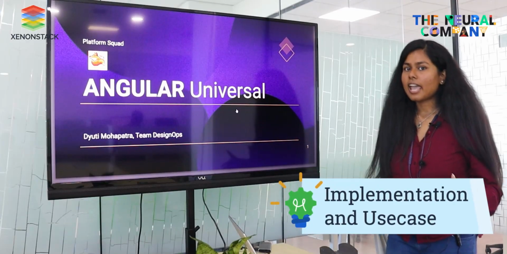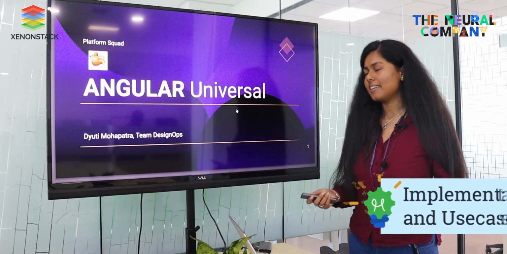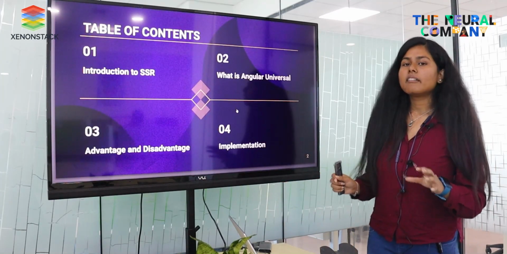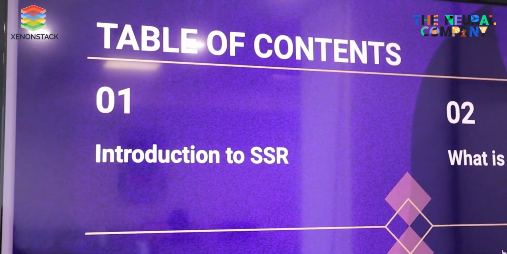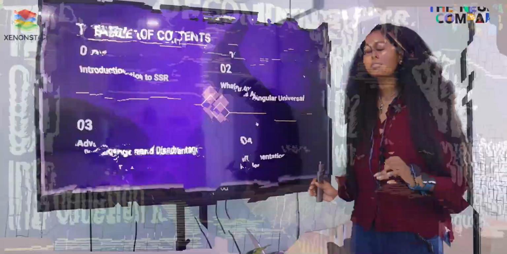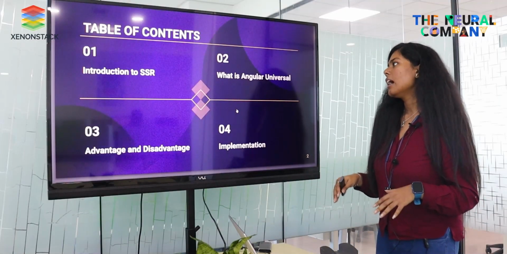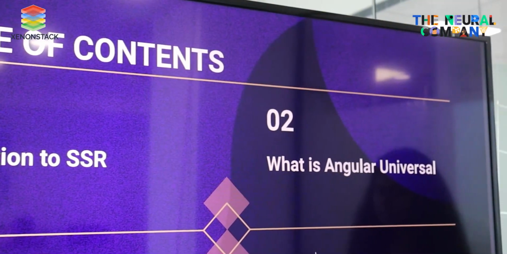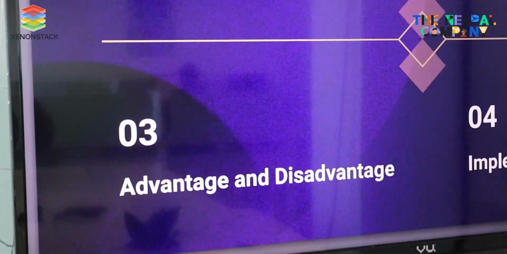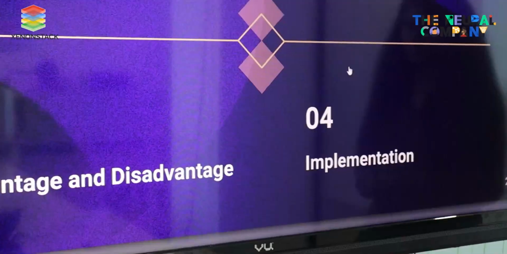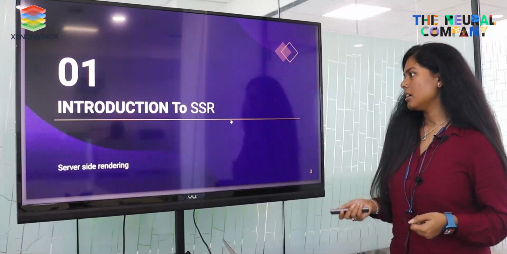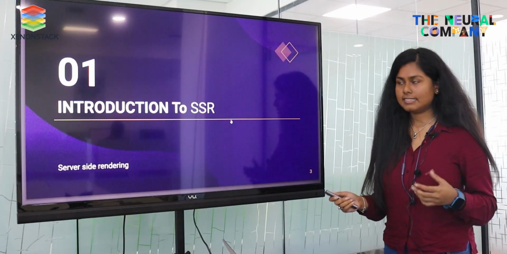So let's learn Angular Universal more clearly. I separated our topics into 4 parts. First, I'm going to do the introduction part with SSR, which is server-side rendering. Then I will come to what Angular Universal really is. After that, its pros and cons. And lastly, I will show you how to implement it. So let's start with SSR.